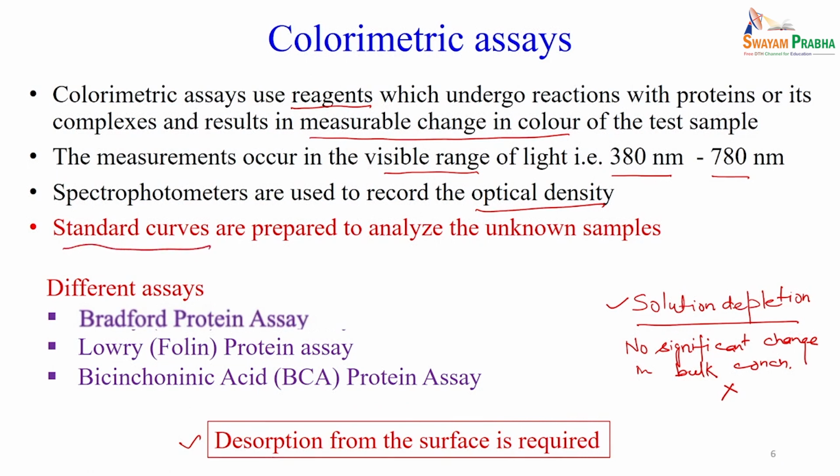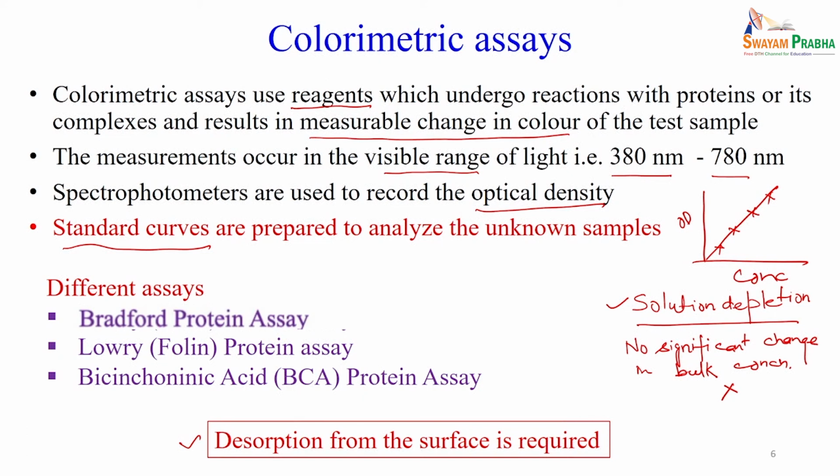Here we have a known concentration of the protein, we follow the same procedure, and we measure its optical density. So, this is concentration and this is, let us say, optical density, with different experimental points. This is a standard curve, and from it we can analyze any unknown samples. There are different methods available.